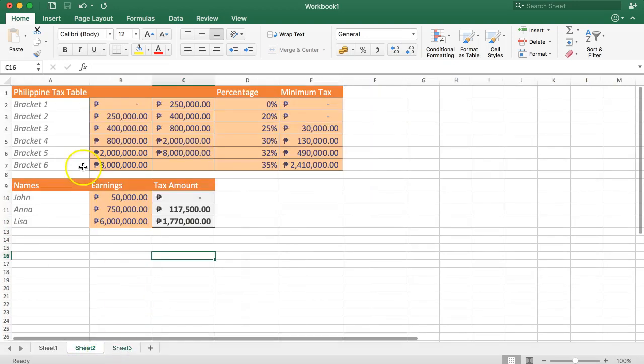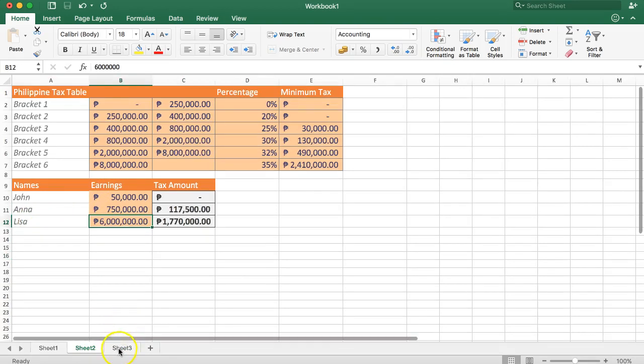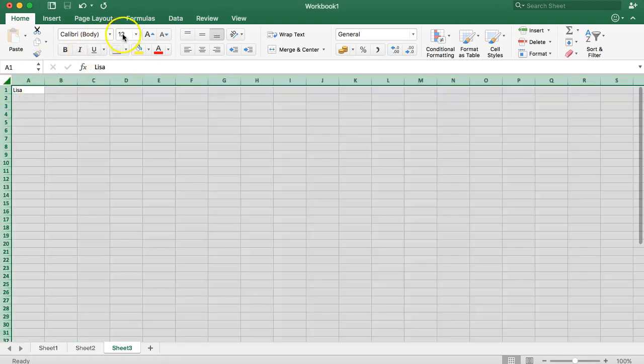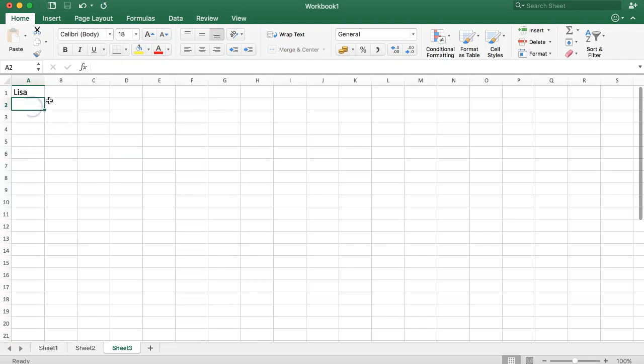All right. So what we're going to do is we're going to get Lisa, because Lisa is the most interesting amount here. So let's go and work with Lisa. So Lisa, I'm going to put in here. And what I will do here is I will just make these slightly bigger, 18. All right, so that's slightly better. And then we say here, earning.